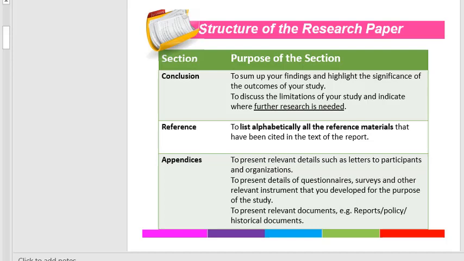The next is references, to list alphabetically all reference materials that have been cited in the text of the report. Appendices present relevant details such as letters to participants and organizations, details of questionnaires, surveys and other instruments that you developed for the purpose of the study, and relevant documents such as example reports, policies, historical documents and much more.